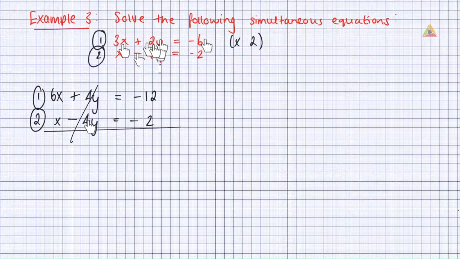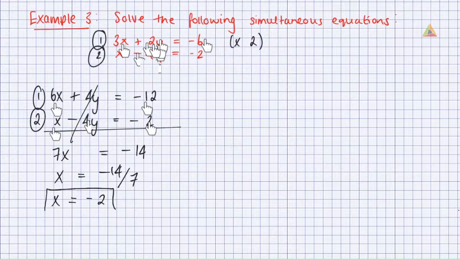And we're going to add the x's together. So 6x plus 1x gives you 7x is equal to minus 12 minus 2. So minus 12 minus 2 gives you minus 14. So x is equal to minus 14 divided by 7. So x is equal to minus 2. So that's one solution. So don't forget, we need to go back now and get what y is.